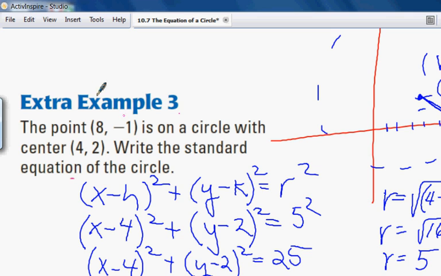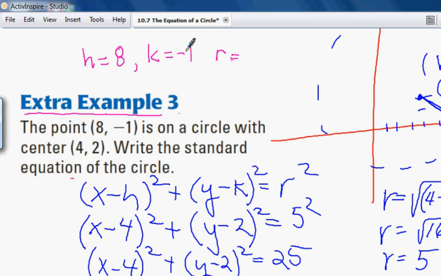The second example we're going to look at is when they've given us a point on the circle. The point 8, negative 1 is on the circle, with the center at 4, 2. They'd like us to write the standard equation of that circle. So we're looking for a little bit of information here. First thing, we can write down that h equals 8, the x-coordinate of the center. They gave us that. And k equals negative 1. But we need to find r. They haven't told us what the radius is.